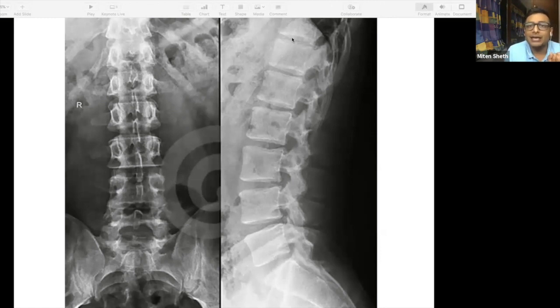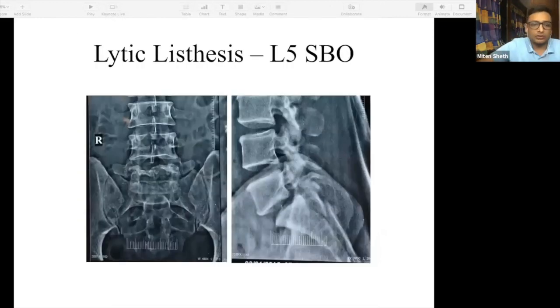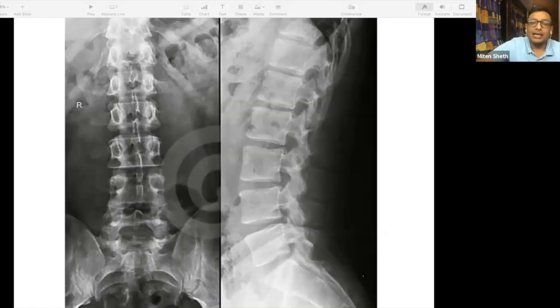Once that is there, in the lateral view, you have to first see the alignment, which means see if all the bodies are stacked up on top of each other.